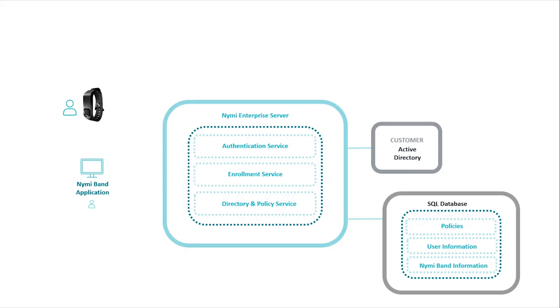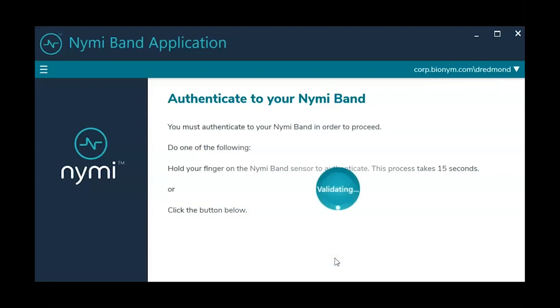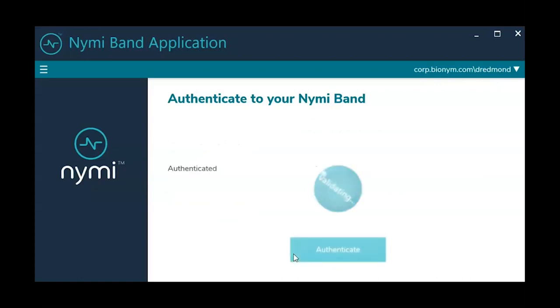NES enforces that the user is the only person that has the privilege to request a signature by using the corporate credentials authentication private key. NES passes the signature to the Nymi Band application. The Nymi Band application then passes the signature to the Nymi Band. If the signature verification succeeds, the Nymi Band transitions into an authenticated state.